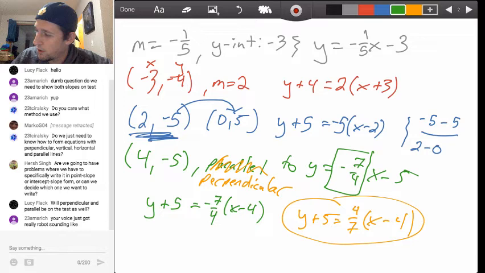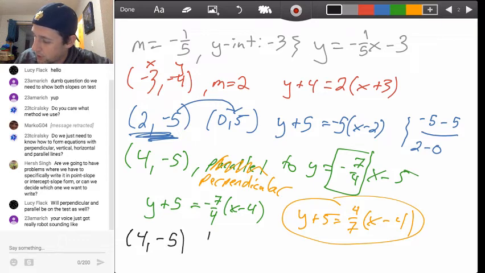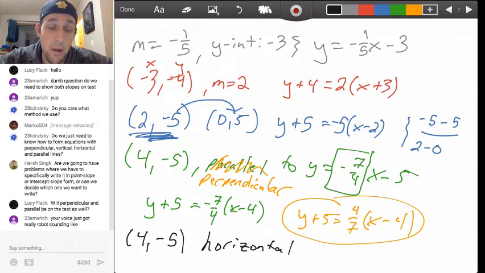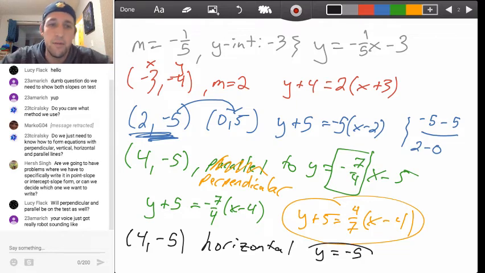So let's throw one of those in there. Let's say it went through the point 4, -5, and I told you that it was horizontal. You should be able to write an equation for that too, because you should be able to graph one of those, but we should also be able to write an equation. If it's horizontal, that means it's flat. That means its y value is never changing. It's never moving up or down. So every single y value is going to be equal to whatever the y value is on this point, which is -5. So our entire equation would be y equals -5.